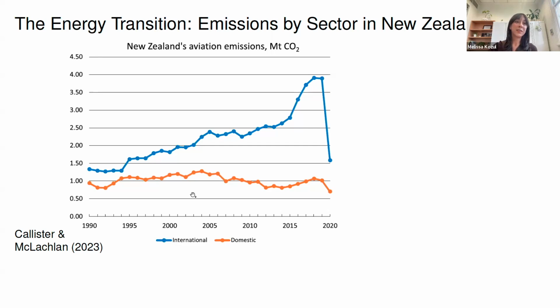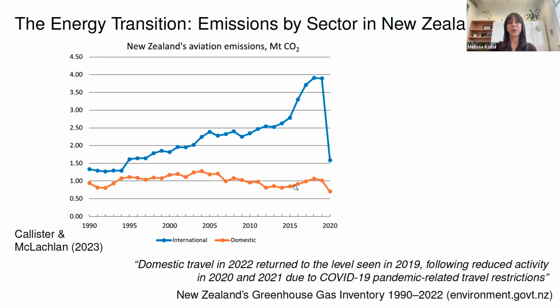What we've seen in the last few decades in New Zealand is a large increase in especially international aviation emissions. There was a sharp drop because of COVID, but from a more recent report, we've seen that domestic travel has returned to pre-COVID levels in more recent times. So this is a big source of emissions in New Zealand. So these from the gas turbine.